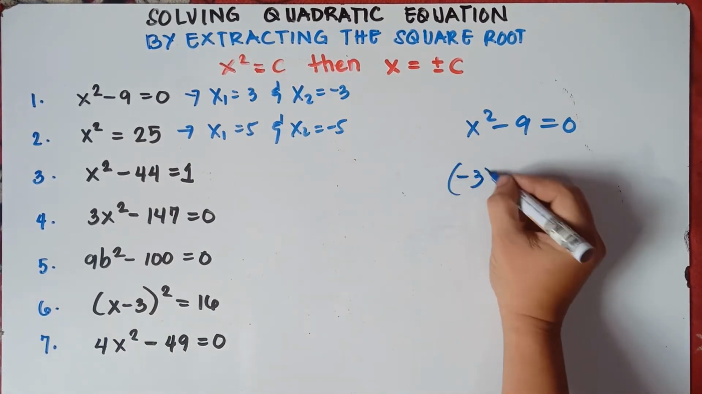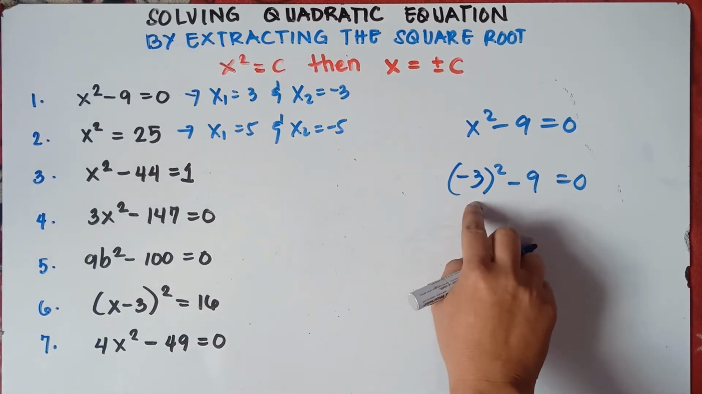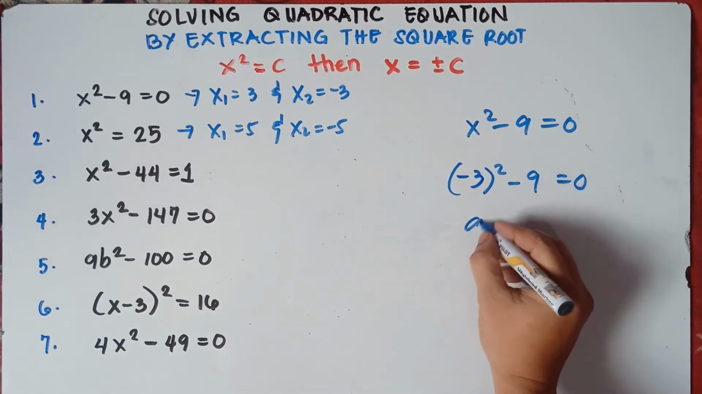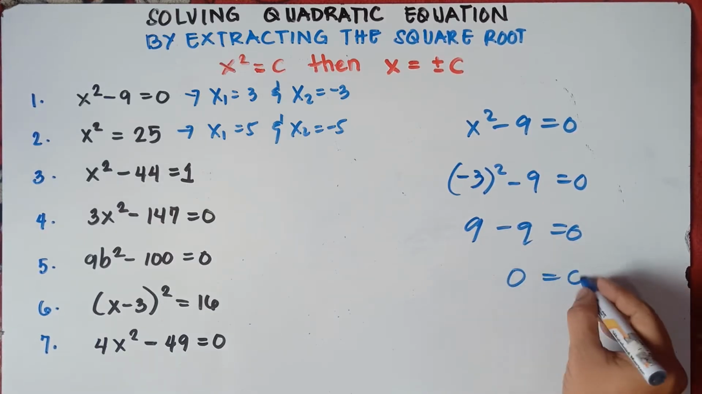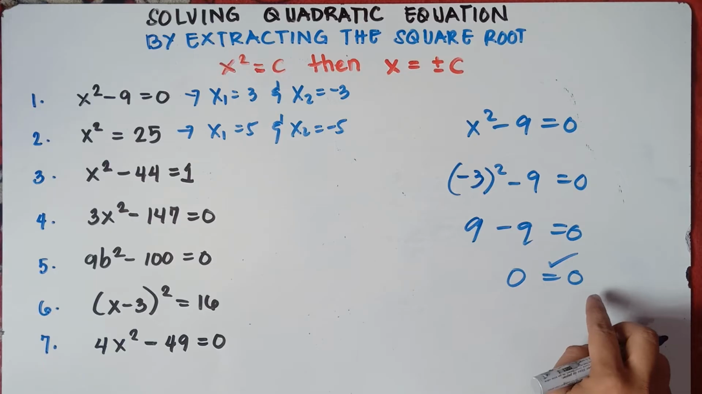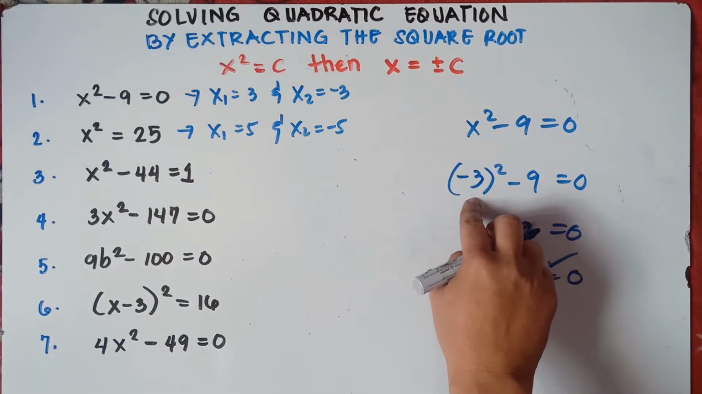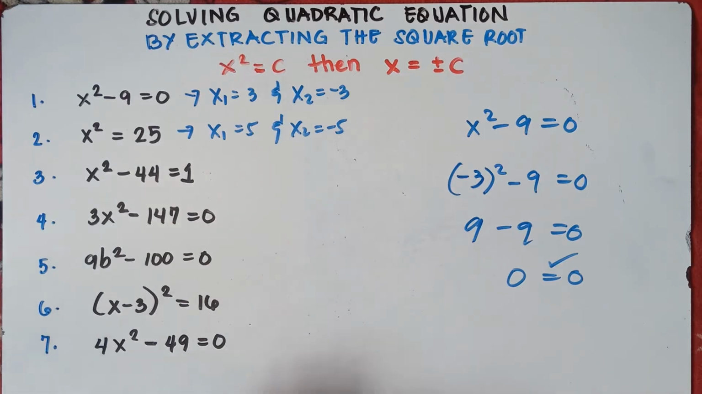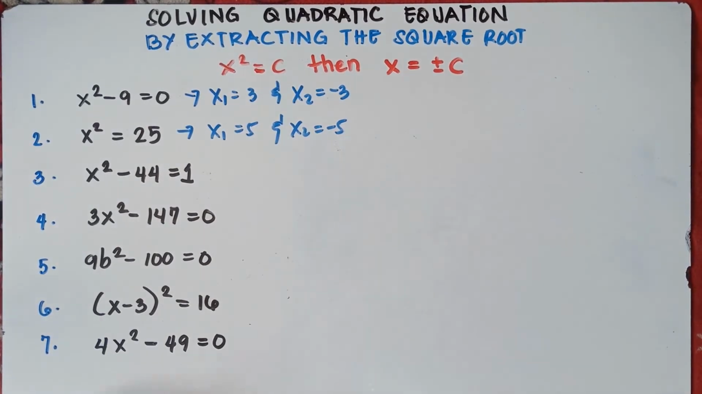So negative 3 squared minus 9 equals 0. Negative 3 squared means negative 3 times negative 3, which is positive 9, minus 9 equals 0. So 9 minus 9 is 0, equals 0. If the left side is equal to the right side, therefore your answer for the roots is correct, negative 3. Alright, that's how you check this. Just simply substitute.